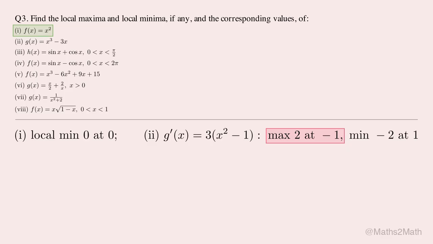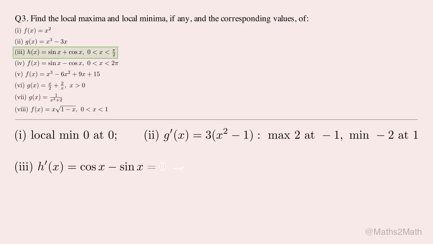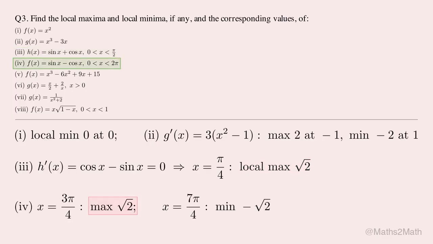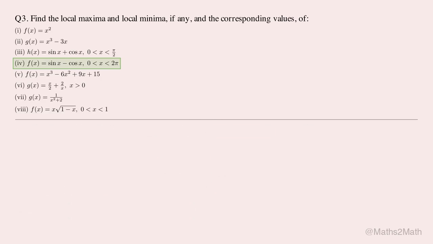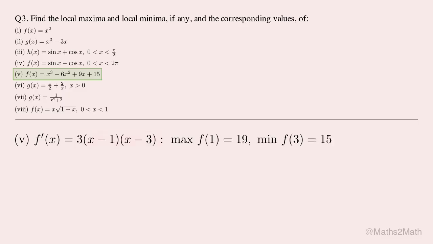min -2 at 1. Part 3, cosine minus sine vanishes at pi/4, second derivative negative. Local maximum root 2. Part 4, cosine plus sine vanishes at 3 pi/4 and 7 pi/4. A local maximum root 2 at the first, a local minimum minus root 2 at the second. Part 5, the derivative factors as (3x minus 1)(x minus 3). Local maximum 19 at 1, local minimum 15 at 3.